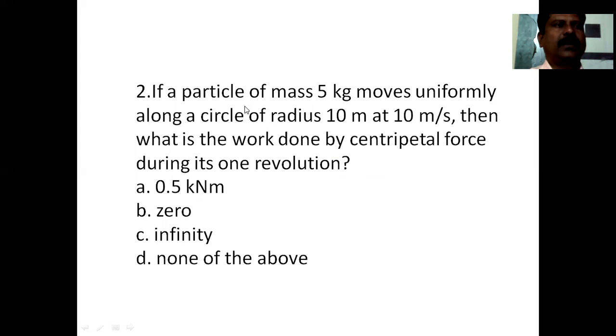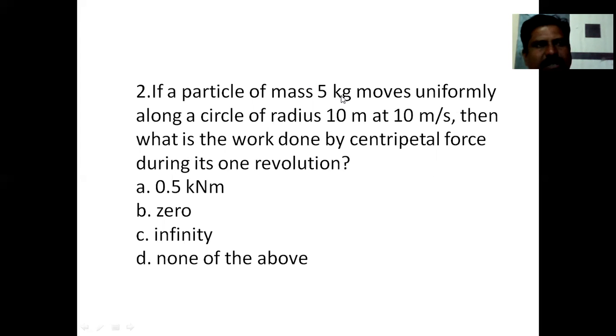So see here, a particle of mass 5 kg moves uniformly along a circle of radius 10 meter at a speed of 10 meter per second. What is the work done by the centripetal force during one revolution? The centripetal force is the force which always acts directly towards the center of the circular path. Here you have to calculate the work done by the centripetal force. We know the formula: W equals force into displacement.